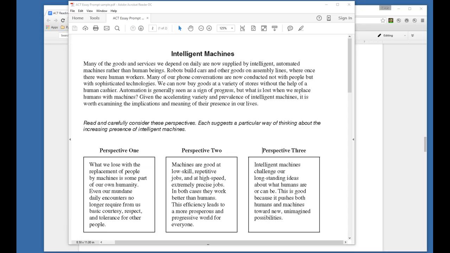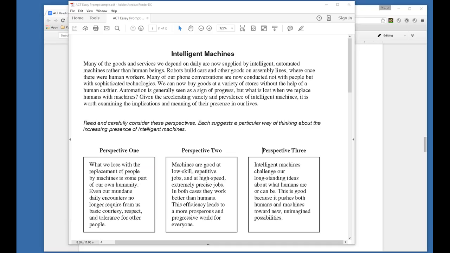So let's look at perspective three. So we've had a minus minus, we've had a plus plus. Any predictions on what perspective three will be? Yeah, it might be more considered, right? Intelligent machines challenge our long-standing ideas about what humans are or can be. This is good because it pushes both humans and machines toward new, unimagined possibilities. So yeah, there's a plus. It's new, unimagined possibility, but there's also a little minus because there are challenges to our long-standing ideas.